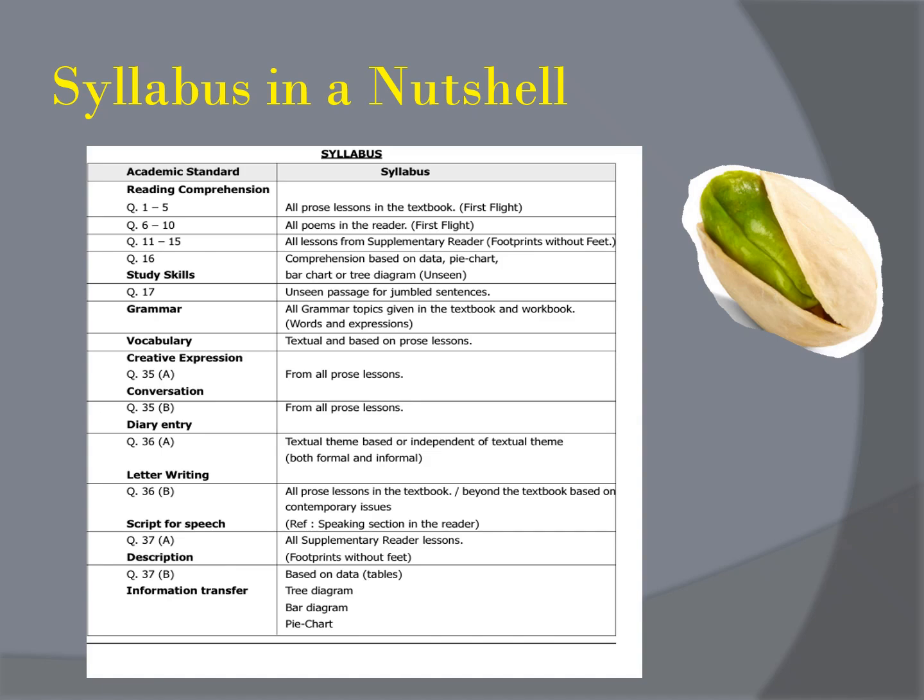And coming to 37A, which is about a description, all supplementary reader lessons will be taken into account while giving input for this question. Coming to 37D, information transfer, a picture will be given either on data or tree diagram or bar diagram or pie chart, and the student is supposed to write a few lines about this picture. And this is briefly about the syllabus that is described for the SSC public examination in the English subject.